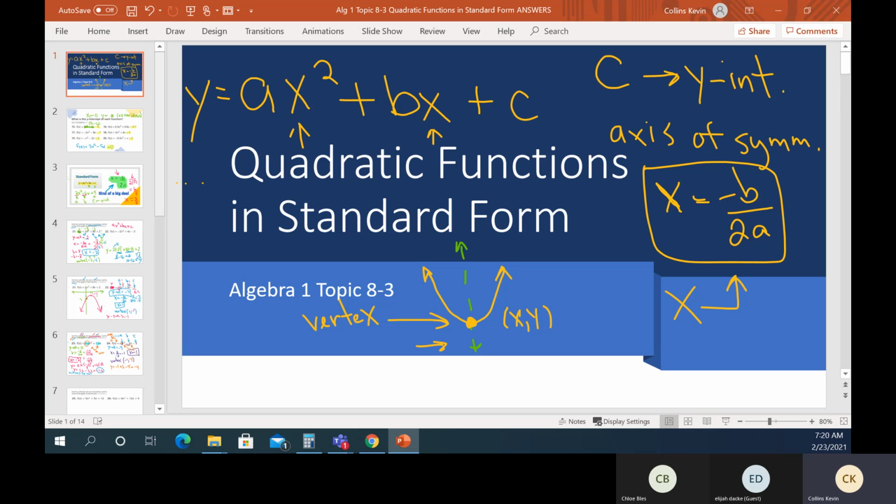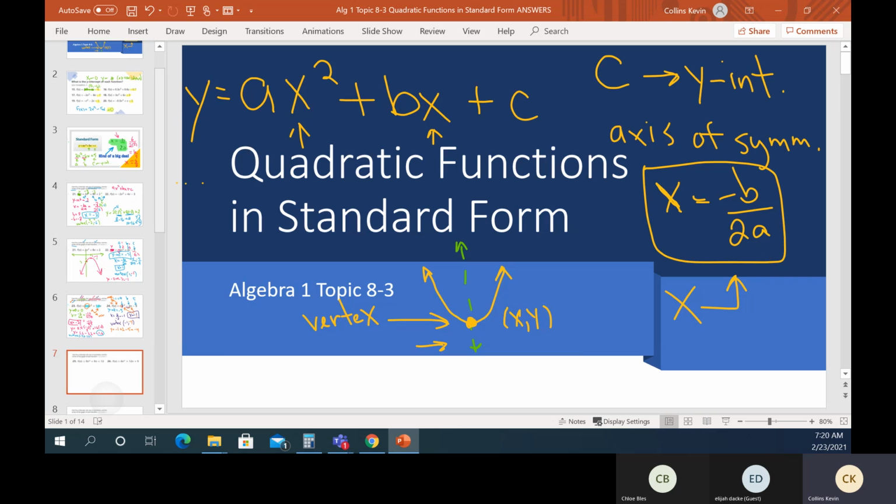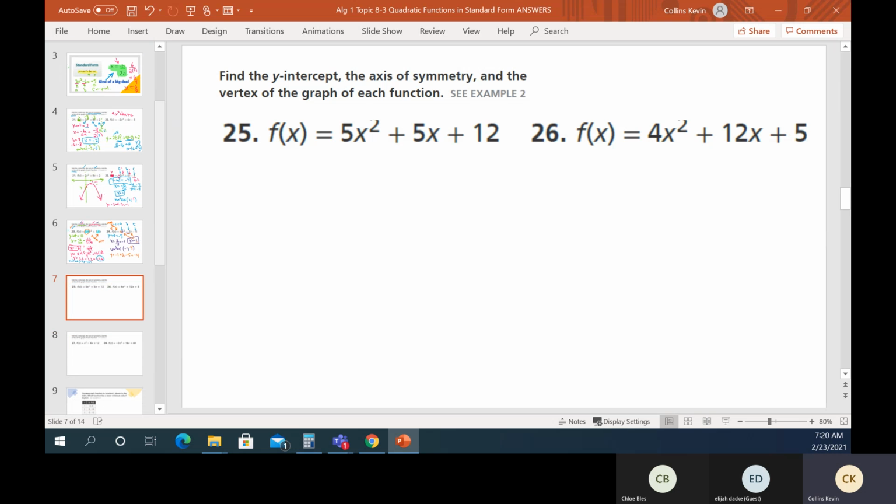Okay, so that's the basics of what we covered last time. So let's go ahead and work through a couple more problems. These are going to be very similar to the ones we ended up with yesterday. So again, we're looking for the y-intercept, the axis of symmetry, and the vertex of each function.